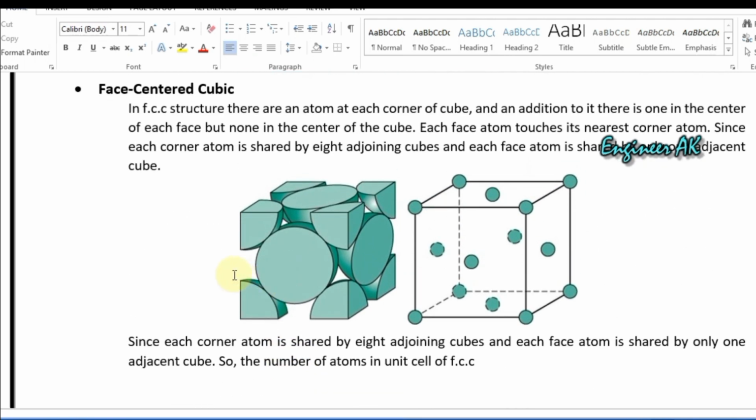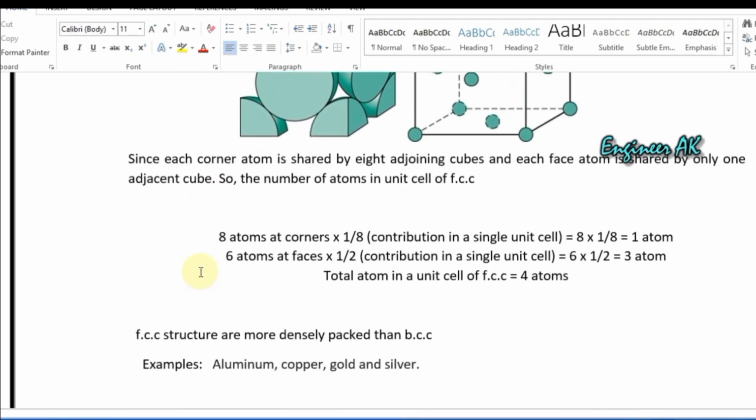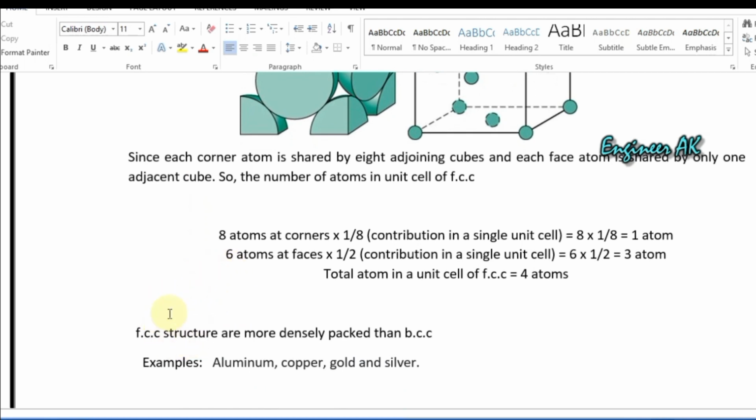So that's it for today, and in the next lecture we are going to discuss a very important topic, the packing factor, and mostly the examiner asks a question from that topic as well. So in the next video we will discuss that.